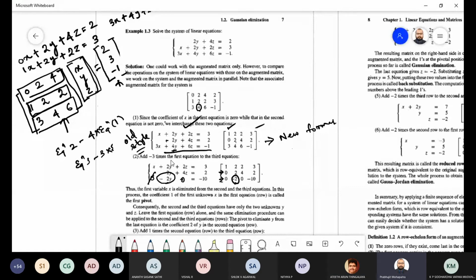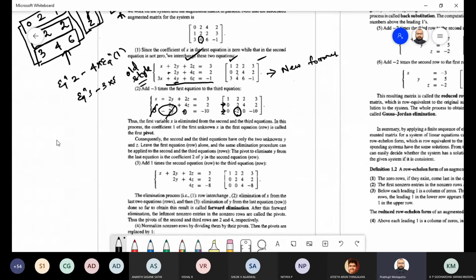So how can you do it? Your next target is to remove this minus 2y. How will you do it? Sir, interchange. Yes, interchange also you can do. Or we will add. Yes, that is also okay, you can add that also.